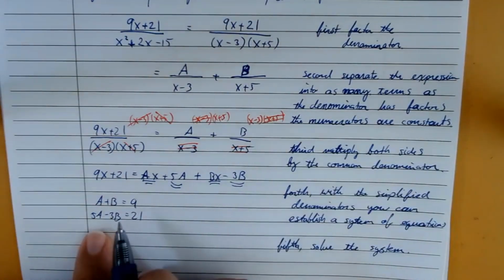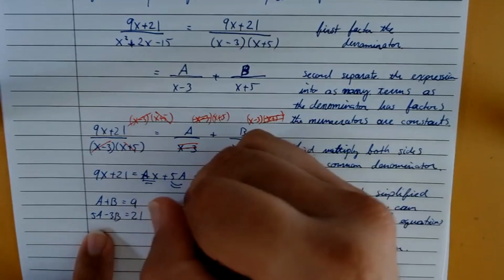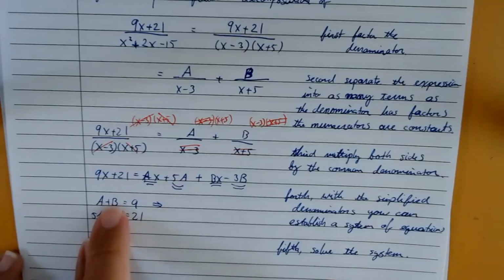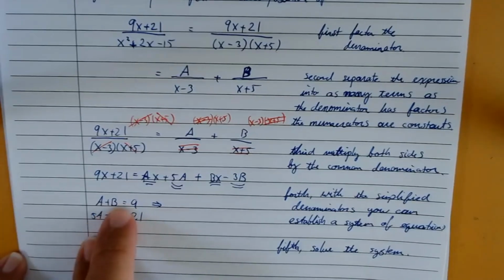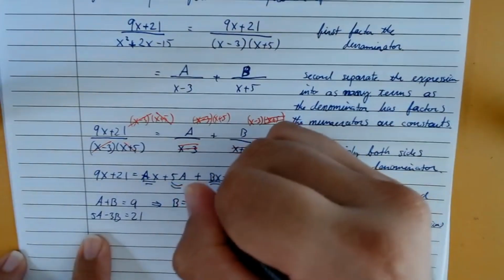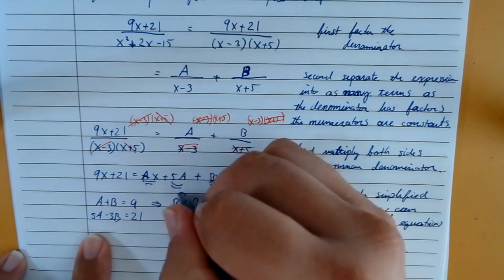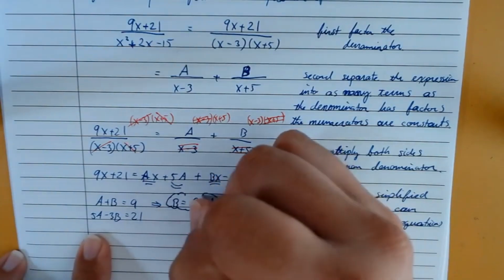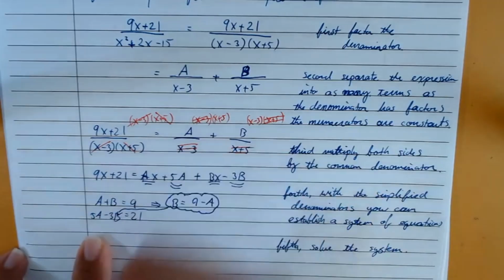All right, so let's solve the system of equations. Here, I can take the top equation and solve, for example, for b. I can subtract the a over this way. So b is equal to 9 minus a. And now I can take that and plug it into the other equation right there.